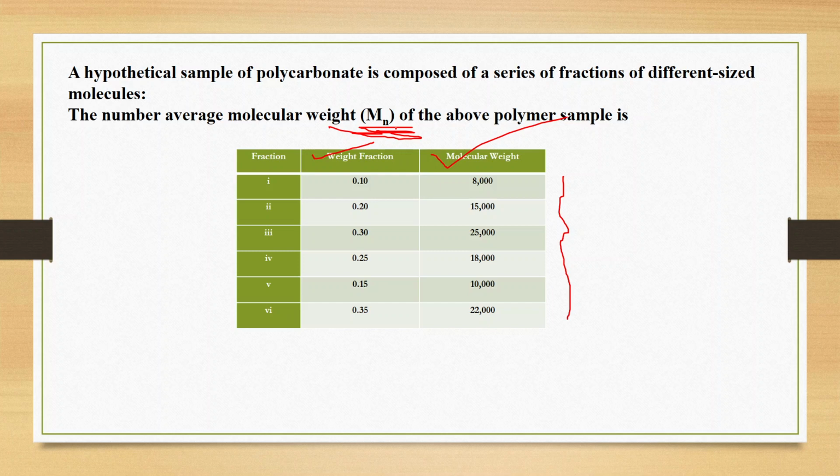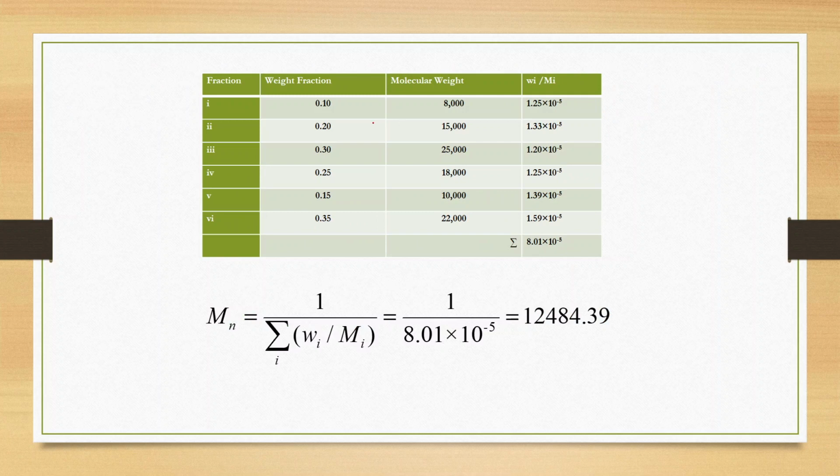Okay, fine. Let me show you again so that it helps you in your exam. So this was your question. We were provided with weight fraction and the corresponding molecular weight. Now they have asked us to calculate the number average molecular weight. So how can we correlate number average molecular weight with weight fraction? So this was your formula.